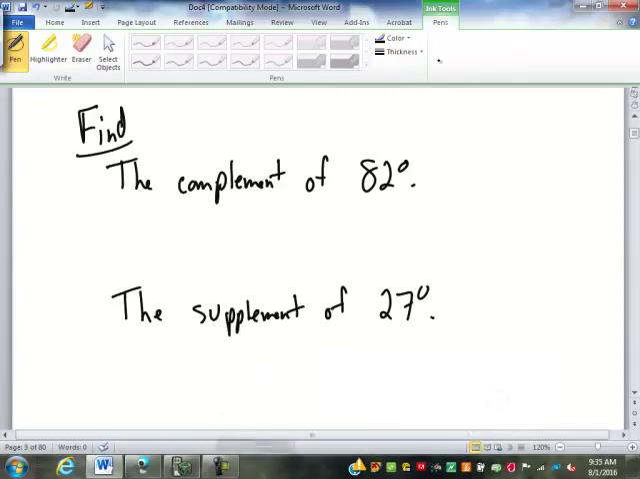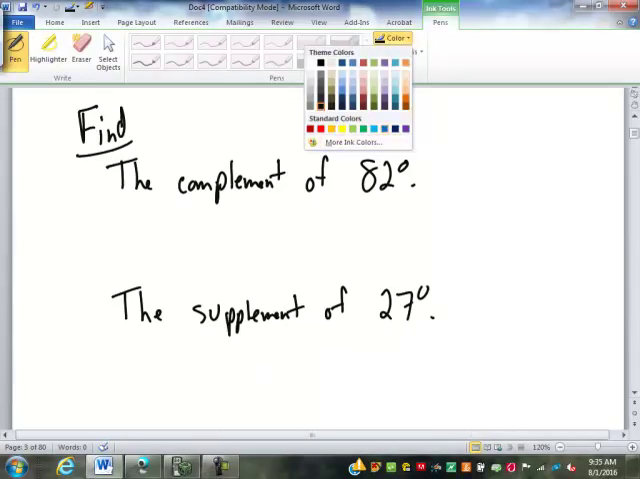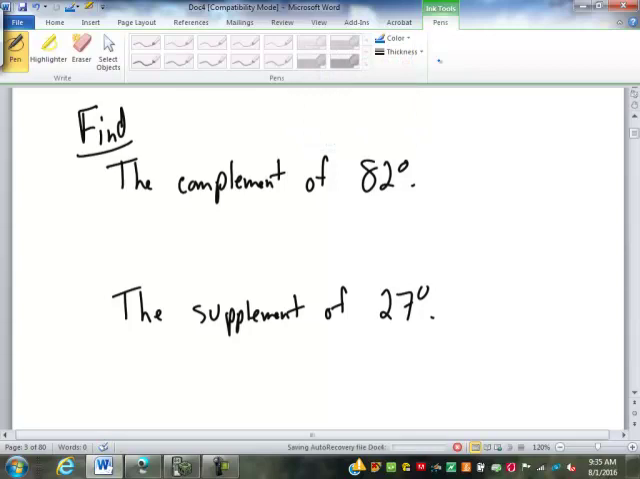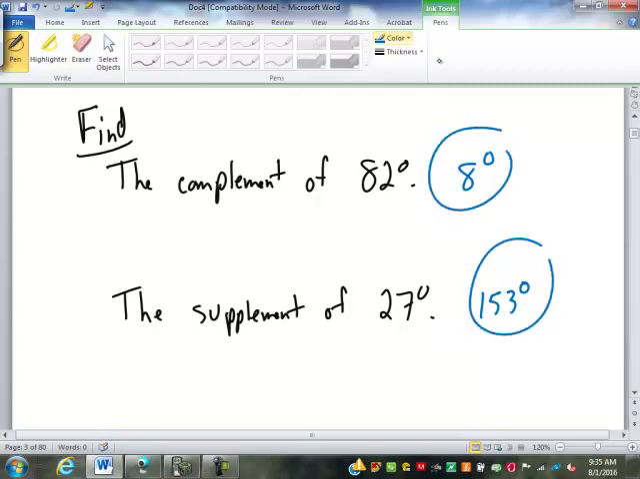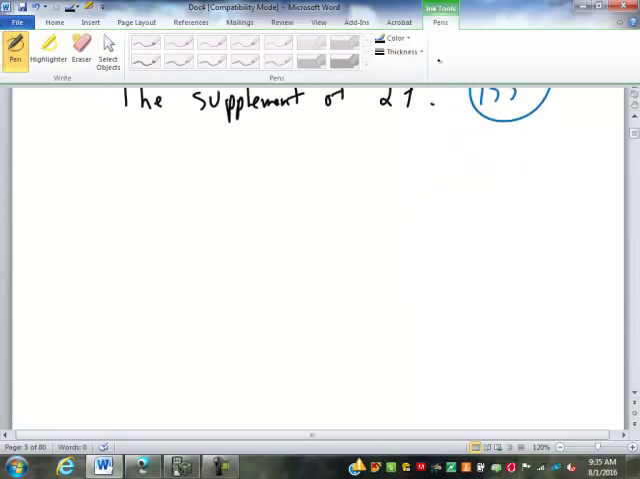Find those two correct. So complement means they add up to what? 90. Remember, it complements you when you're right, and a right angle is 90 degrees. So this should be 8 degrees. Supplement adds up to 180. So this should be 153 degrees. Questions? Okay.